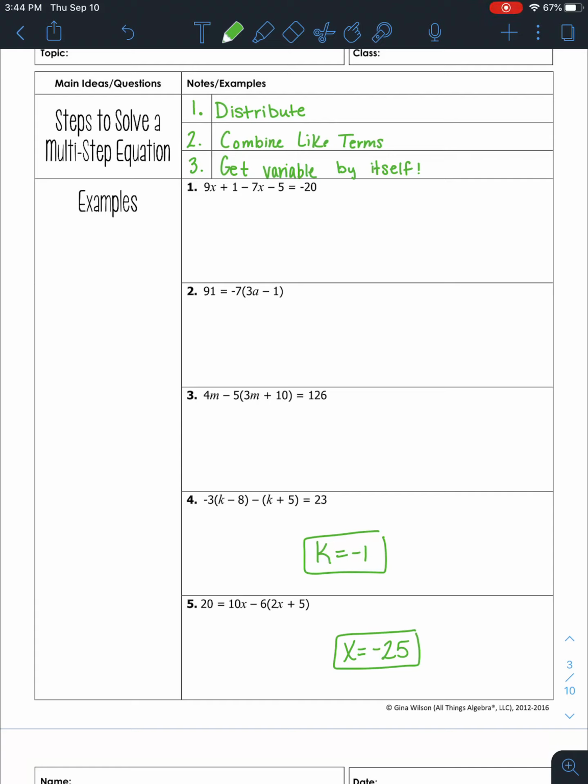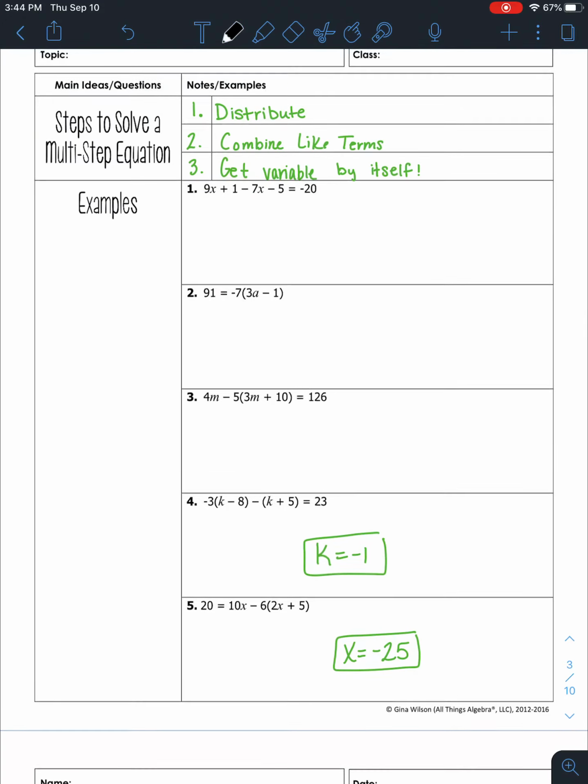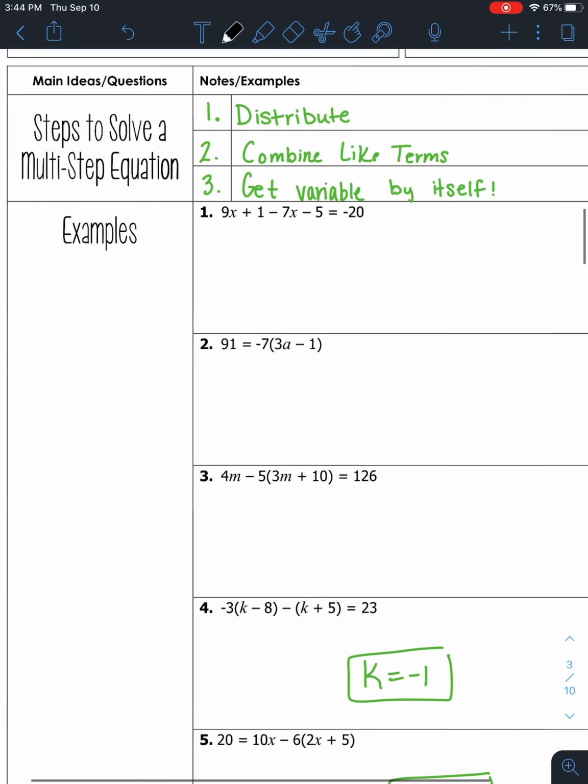Okay, so today we're going to talk about multi-step equations. Let's start off with a black pen here. All right, so looking at our page of notes here, it's telling us what are the steps to solve a multi-step equation. There's a couple different ways we can go about this. This is the first way, and we're going to talk about another way here in a minute.